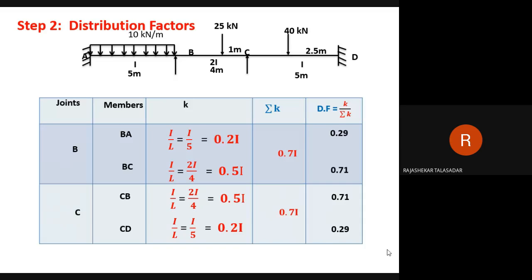I think you understood now how to calculate distribution factors for the intermediate joints. If only one intermediate joint is there, you will get only one row, meaning you will get two members, of course. As there are two intermediate joints, you will get this for both joints, each joint having two members. So you need to calculate distribution factors like this. Is this clear?